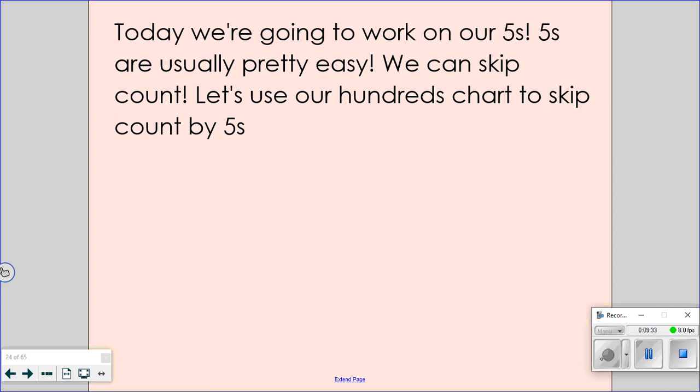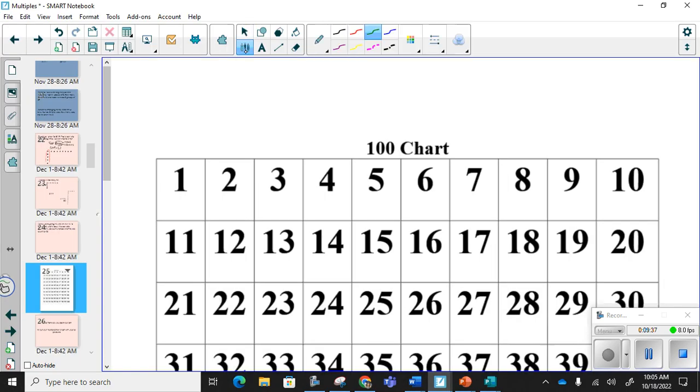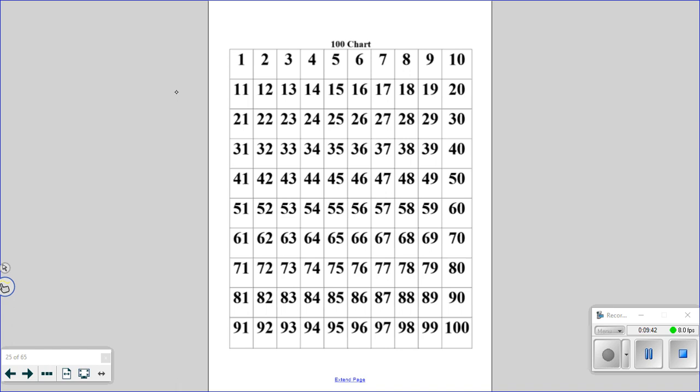All right, we're going to look at our 100 chart. If I were to skip count by 5s on my 100 chart, what would be the first number I would say? 5. Samaya? 5. Go ahead and color in that 5 with your yellow. What would be the next number that would come if I was skip counting by 5s? Paxton? Go ahead and color that in.